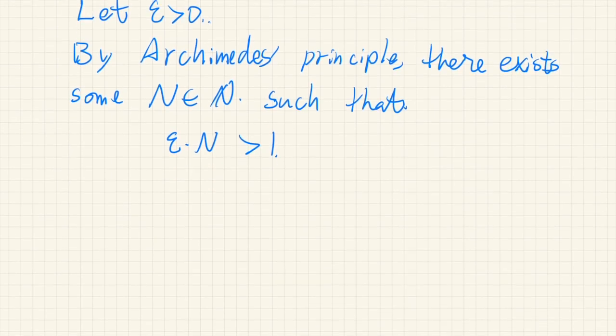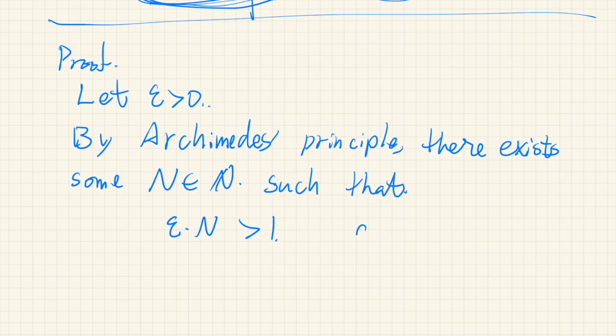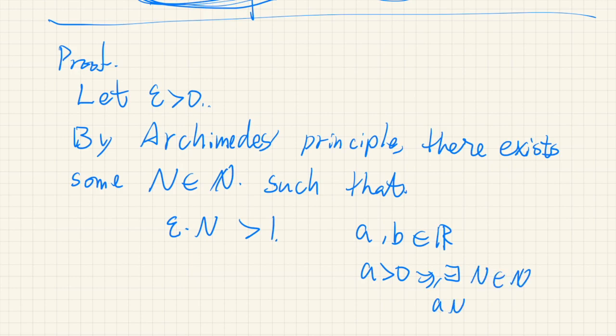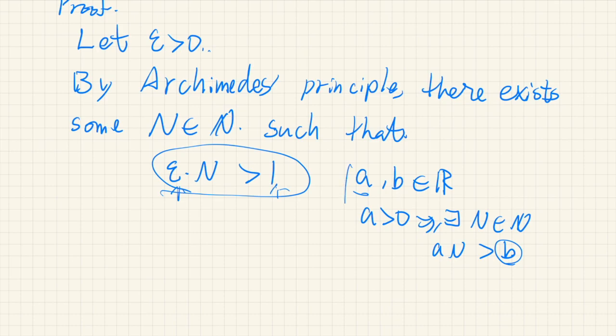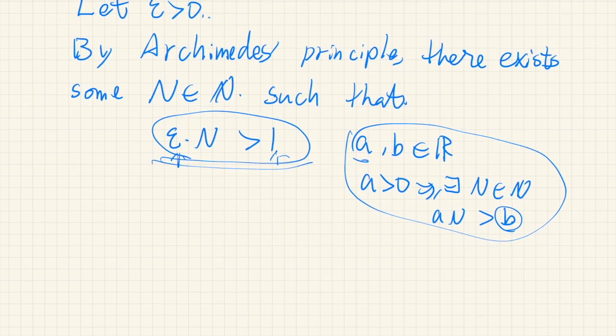Okay, remember Archimedes' principle? It was like this. If a and b are any real numbers, if a is positive, then there exists some natural number n such that a times n is greater than b. Okay, so that's exactly what we have here. In this case, this a corresponds to epsilon, and this b corresponds to this 1. So by Archimedes' principle, this is always possible.